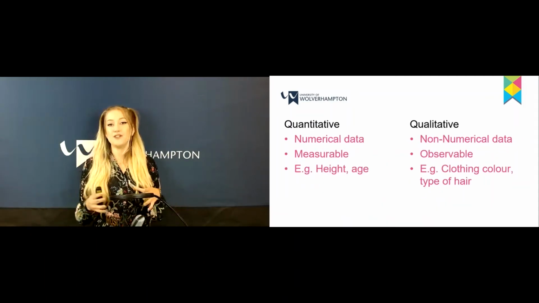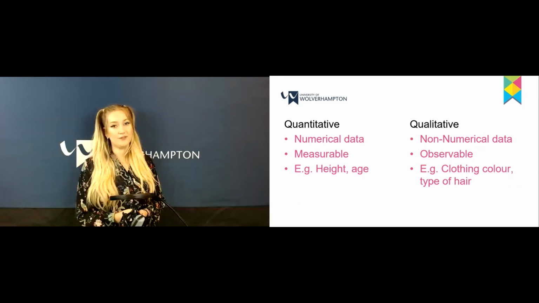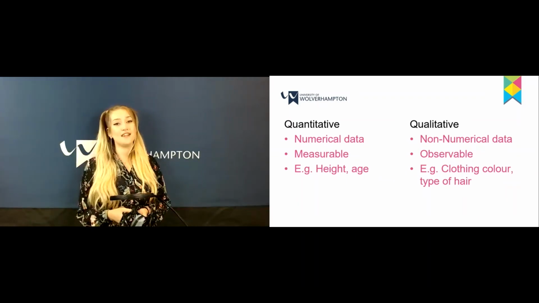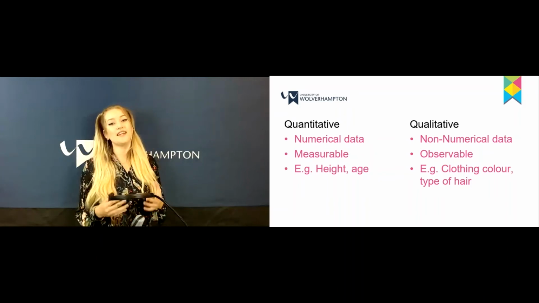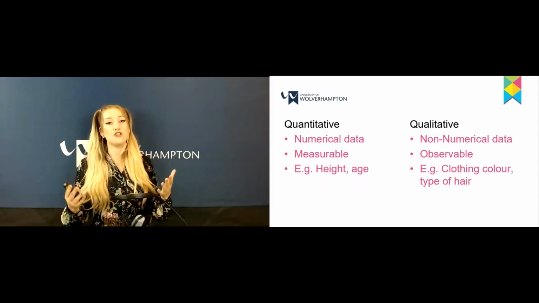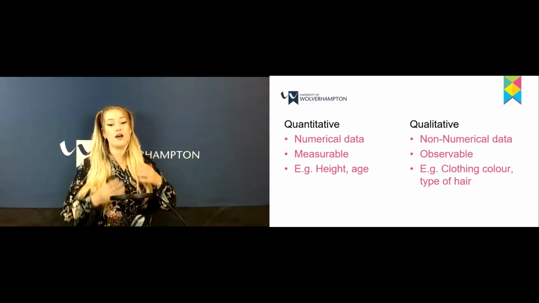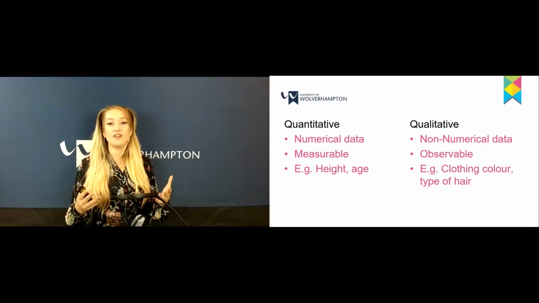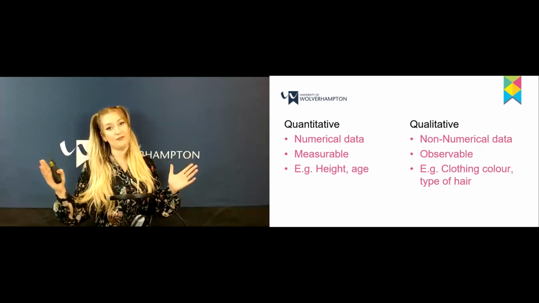So when you're collecting your data, we can categorize it into two different types. You can get quantitative data and qualitative data. Quantitative data is your numerical data, so things that are measurable. If we use humans, for example, if I'm measuring the attributes of different humans, their height and their age is something that would be quantitative data, as I can measure it on a scale.